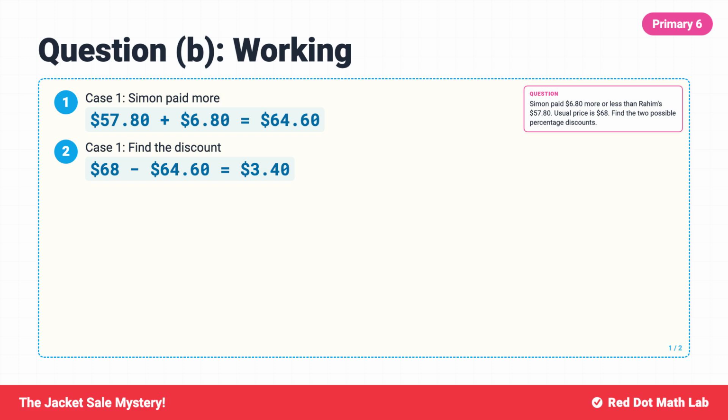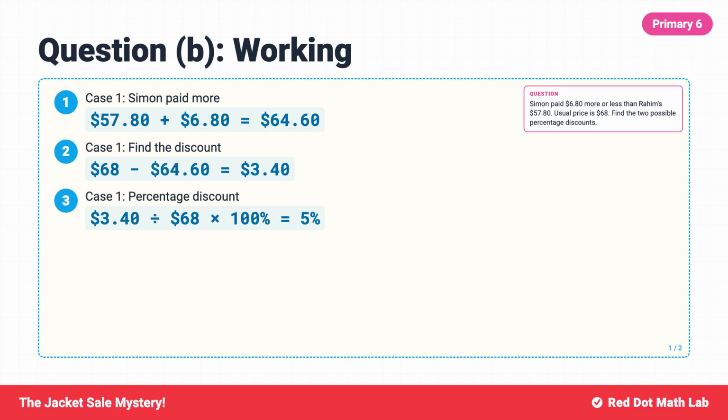$68 minus $64.60 equals $3.40. To change this into a percentage, we divide the discount by the usual price. $3.40 divided by $68 times 100% equals 5%. So in case 1, Simon received a 5% discount.